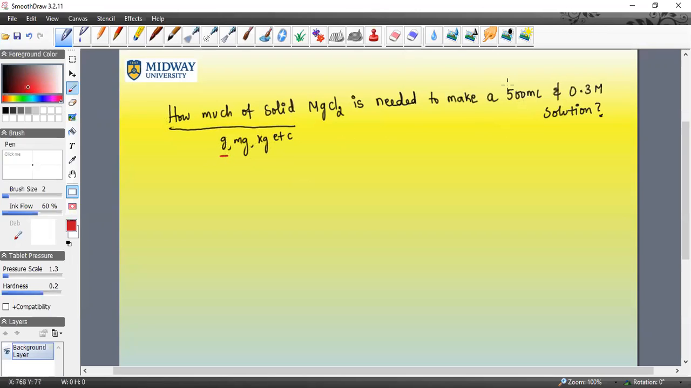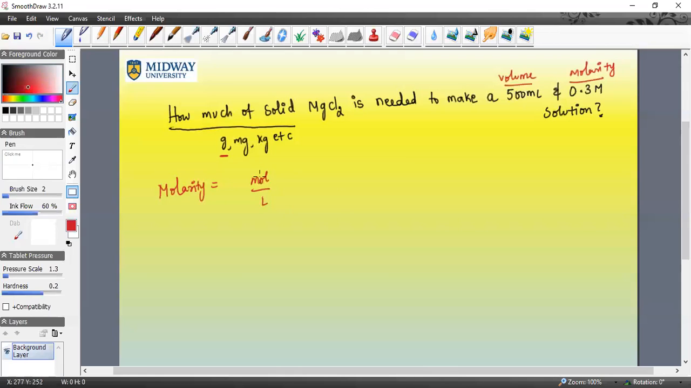And what are we given? We're given volume, and we're also given the actual molarity of the solution. So let's write up our molarity, and I'm not going to write the definition over and over again, I'm just going to write the final unit. Molarity is moles per liter. There is no grams here.